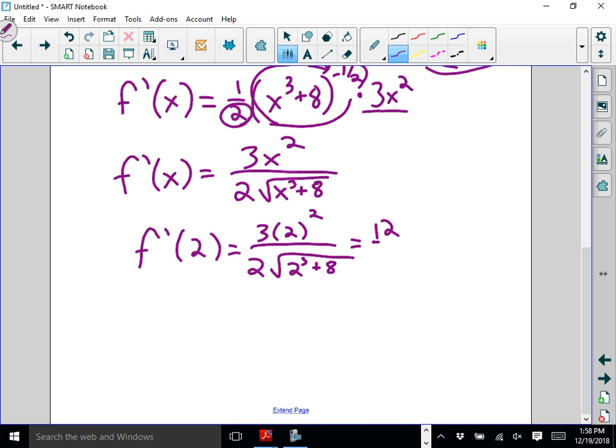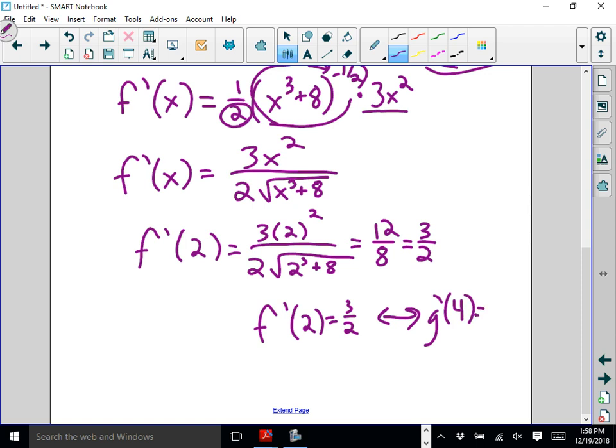12 and 8 both divide by 4. 12 divided by 4 is 3. 8 divided by 4 is 2. So I know now that f prime of 2 equals 3 halves. So now I know that g prime of 4 must be the reciprocal of 3/2, so that's 2/3. Okay.